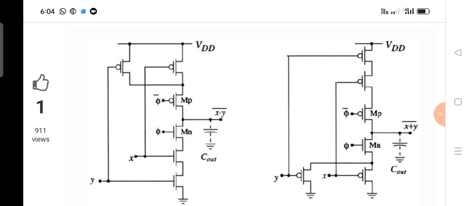Depending upon this, you can design any Boolean function using clocked CMOS. The main advantage of this clocked CMOS is that you can maintain the static CMOS along with the synchronization. Is it understood?